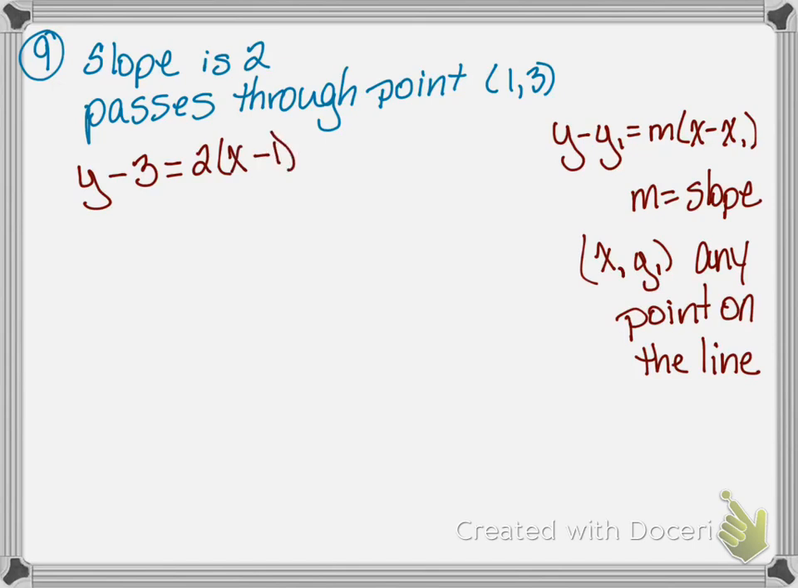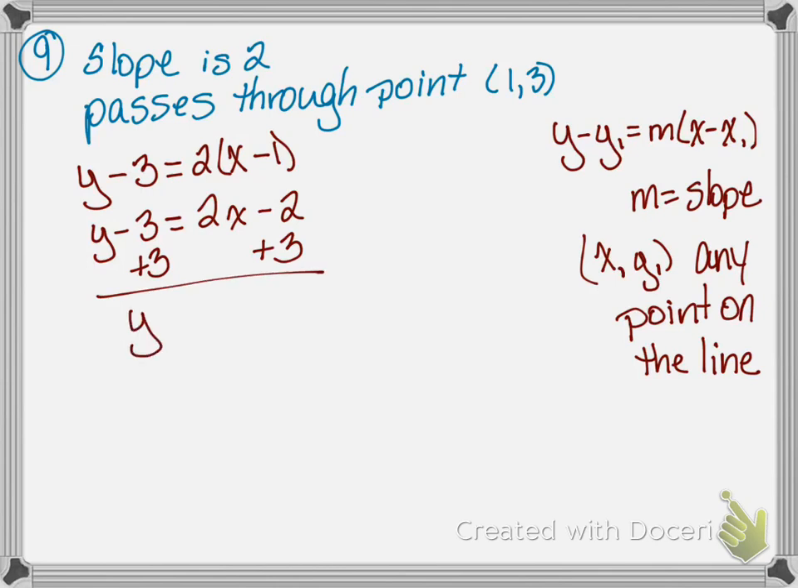Now I have to graph this, so I need to have it in y equals mx plus b format. So the first thing I'm going to do is distribute my 2. So I have y minus 3 equals 2x minus 2. Then I'm going to add 3 to both sides. So I have y equals 2x plus 1. Y equals 2x plus 1. And we need to graph that.